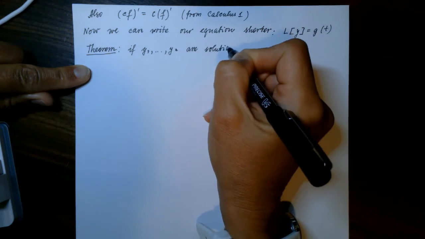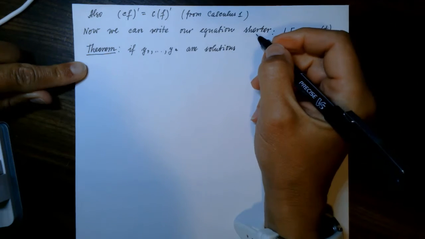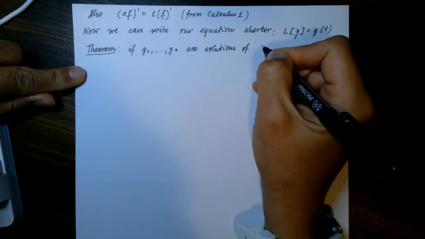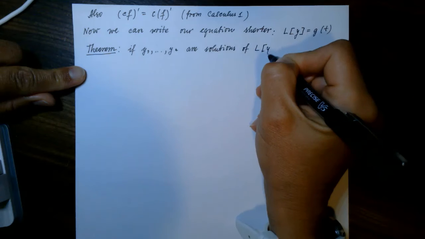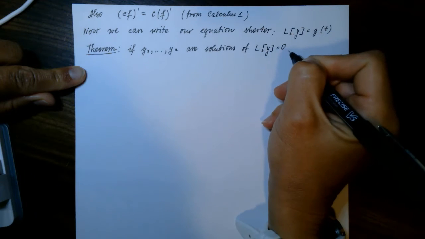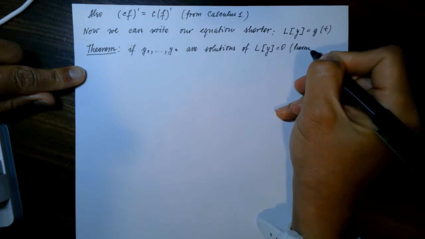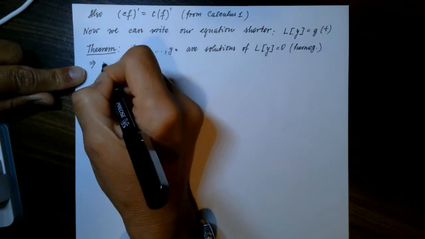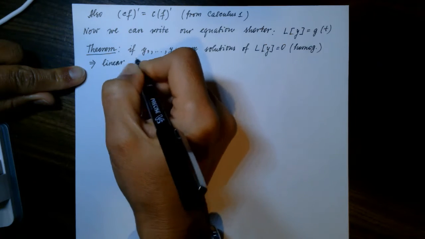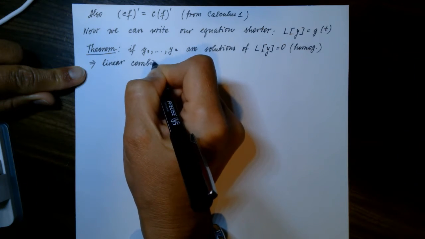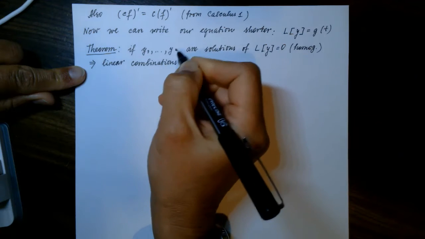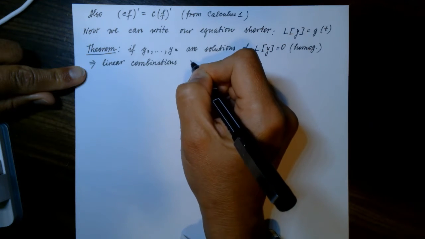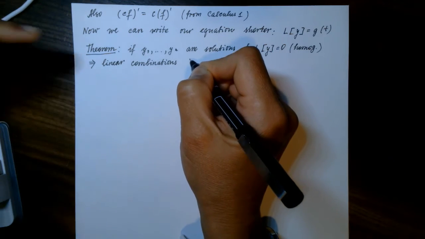If functions y1, y2, y3, yn are solutions of homogeneous linear equation, let's write it down, L of y equals 0, so we don't have g of t. G of t equals 0, homogeneous equation. If n functions are solutions, a linear combination of these n functions is going to be a solution too.